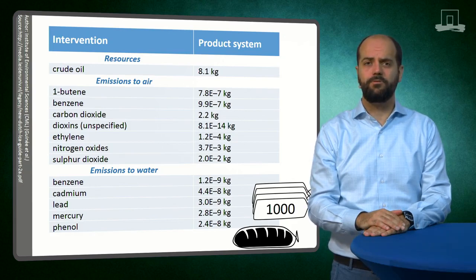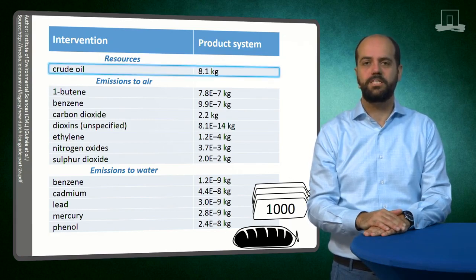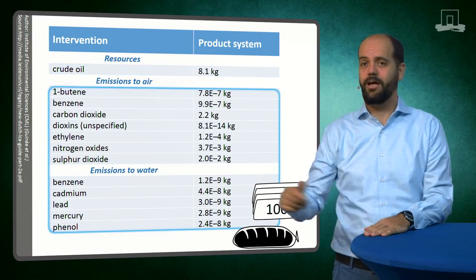The inventory table therefore shows the sum of the different material flows or environmental exchanges from all the unit processes considered in the product. This bread bag example is a cradle to gate example, and it does not include the end of life of the bread bags. We see that we need 8.1 kilograms of crude oil for our 1,000 bags. And we also see what is emitted to the environment throughout the life of the bags.